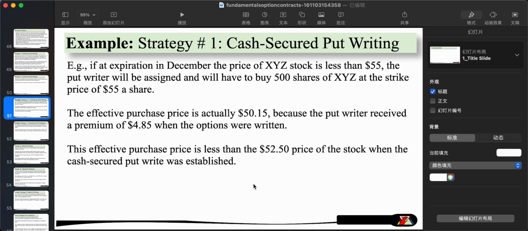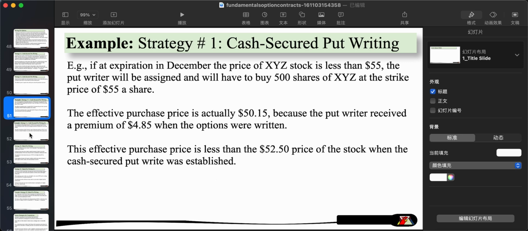For example, if at expiration in December the price of XYZ stock is less than $55, the put writer will be assigned and will have to buy 500 shares of XYZ at a strike price of $55 per share. The effective purchase price is actually 50.15 because the put writer received a premium of $4.85 when the option was written. This effective purchase price is less than the 52.5 price of the stock when the cash secured put write was established.